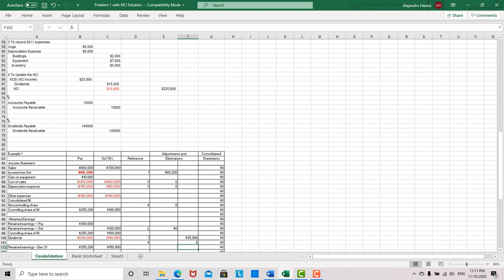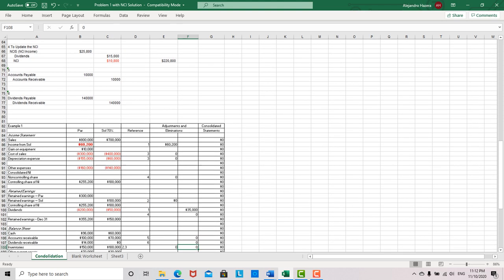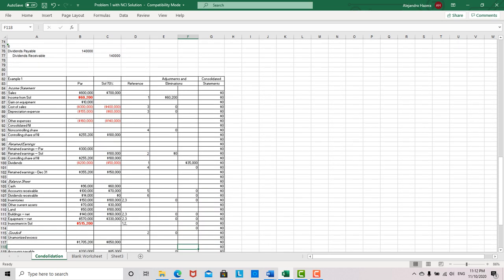Notice what we're doing here: the sub paid dividends of 50, and we're eliminating 70%. To give you a hint of where we're going with this, the other 30% is the non-controlling interest. And finally, the difference between the 60,200 and the 35,000, look at entry number 1, is going to go in as a credit to the investment account.